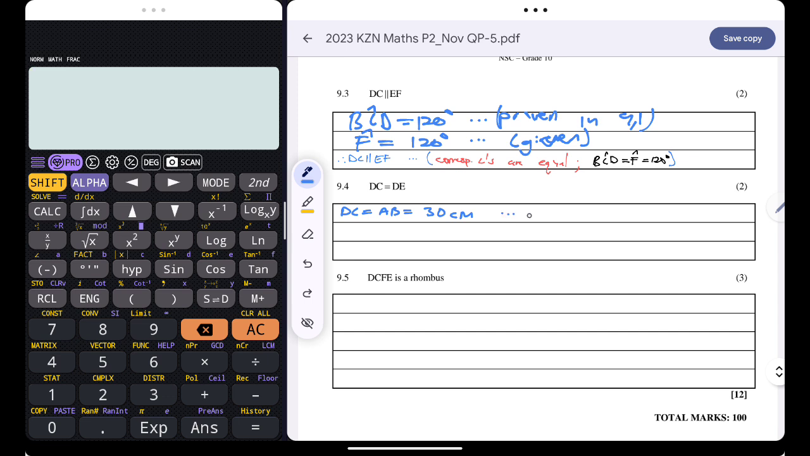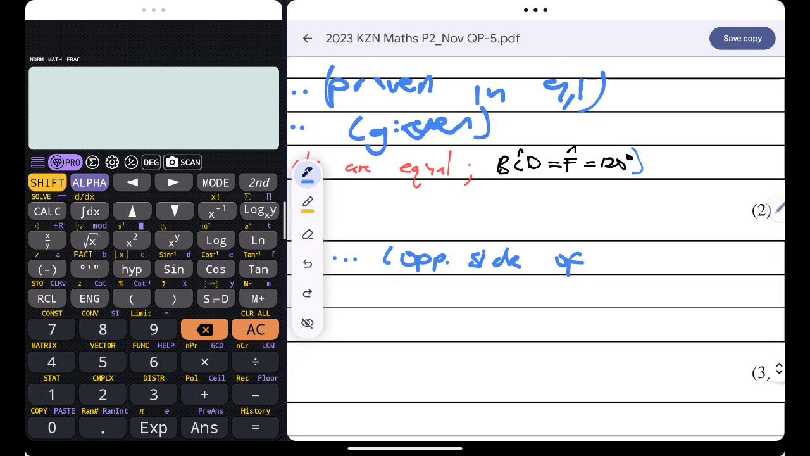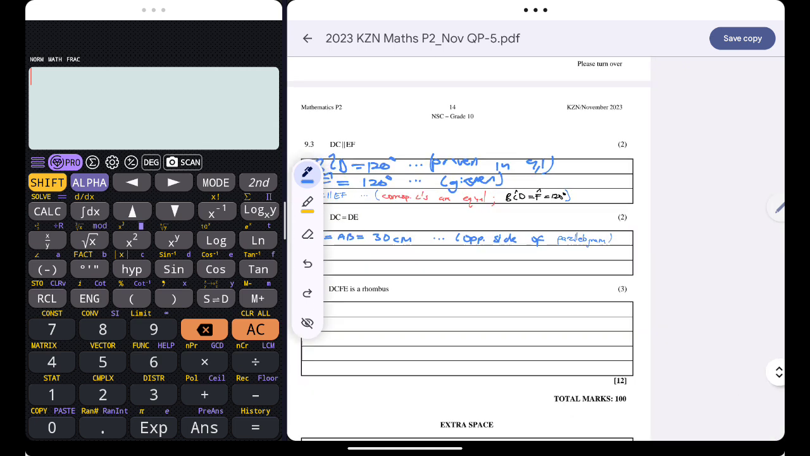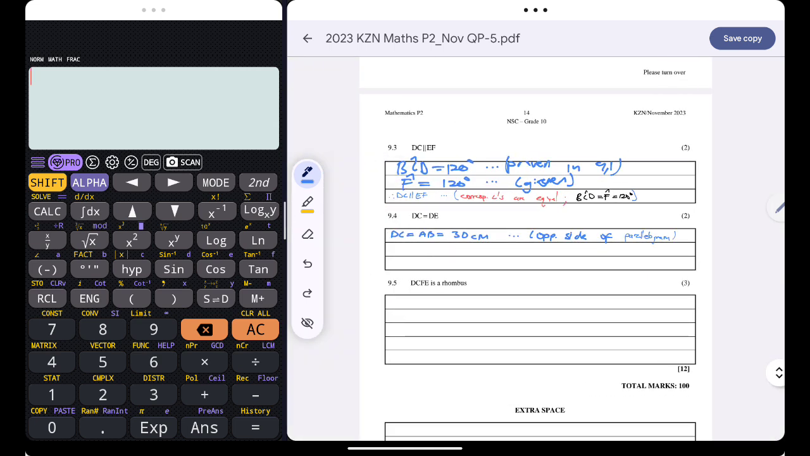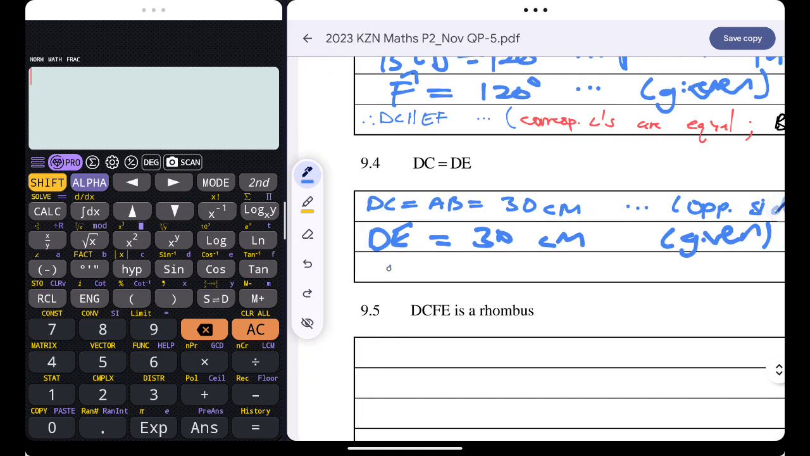Why are they equal? Because they are opposite sides of a parallelogram. Opposite sides of a parallelogram are equal, right? And DE was given to us. So therefore, DC is equal to DE, which is 30 centimeters.